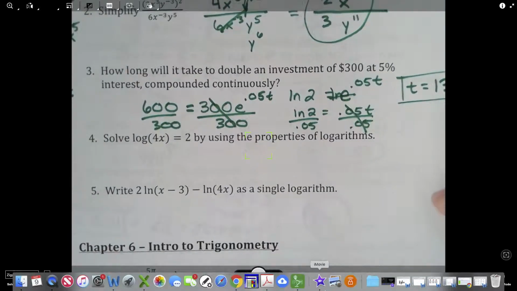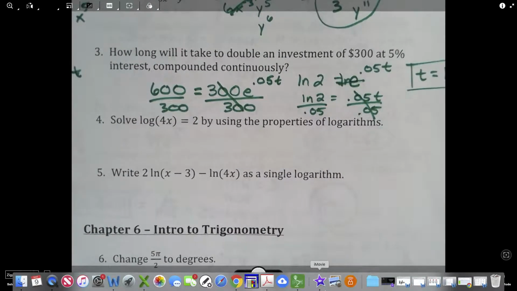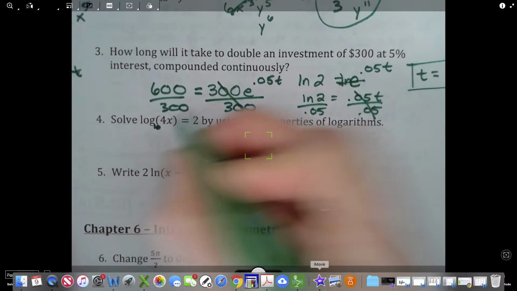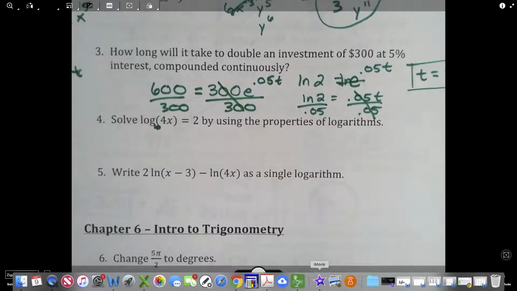Two more things on logs. Solve for log of 4x equals 2. What is the base of that log if there's nothing there? 10. Log base 10. Okay. How do I solve this thing? By using the properties of logs. There's a couple different ways I could do this. I want to get to the x, but the x is trapped inside of a log. There's not a log on both sides that we can cross out.